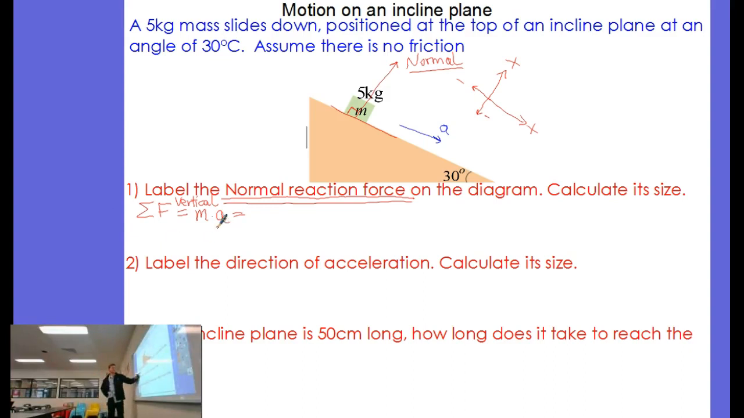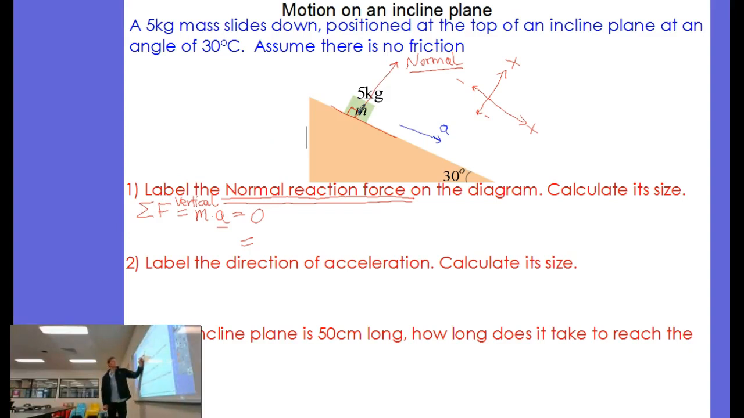Because that means its acceleration, a, is 0 in this perpendicular, out of the plane direction, because it doesn't bounce up, does it? It just slides downwards, parallel to the plane. So overall, it's going to equal 0. So we know that it's going to equal 0, but what sum of forces will equal 0? That's what we're going to work out now.